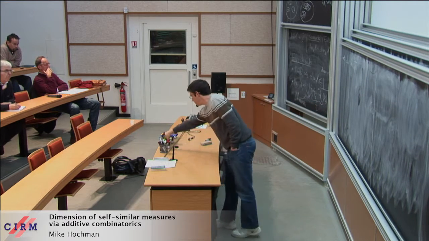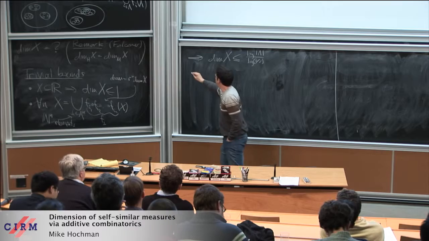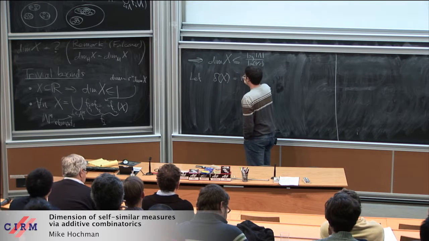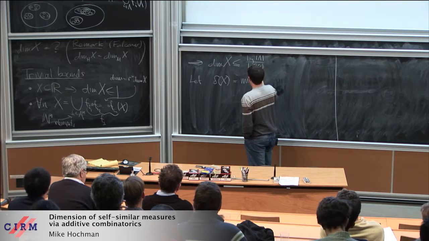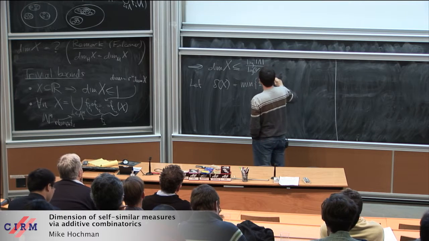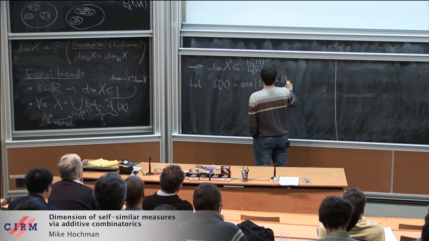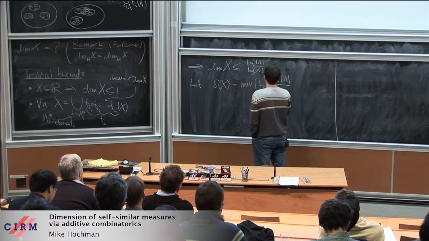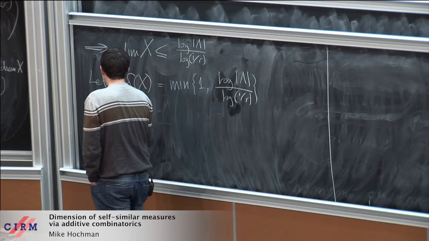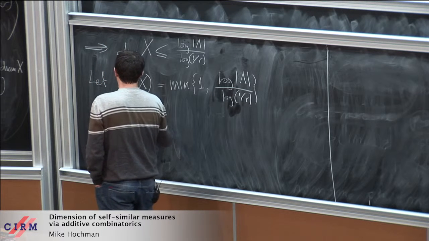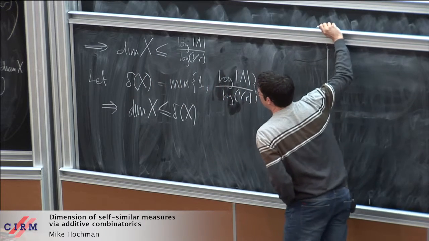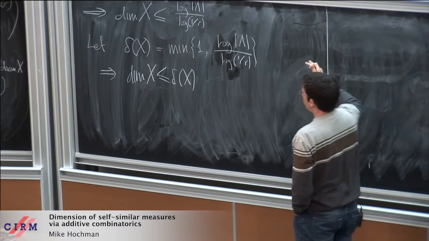And so let's denote by delta of X the smaller of these two numbers: the minimum of 1 and log of the number of maps over log of 1 over r. And then what we've just seen is that the dimension is bounded by this delta. So this is not standard notation, but it's convenient. Okay, so we have an upper bound.